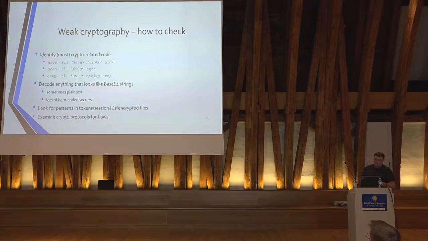So how to check for this? Grep is the most powerful tool you can use for this. If you have the Smali code or the Java code, if you just grep for javax.crypto, it will flag most usages of cryptography in the application. Usually there's something weird going on in there. X509 is any code that is doing something with certificates, also potentially suspect. If you have the native code, grep for SSL APIs.